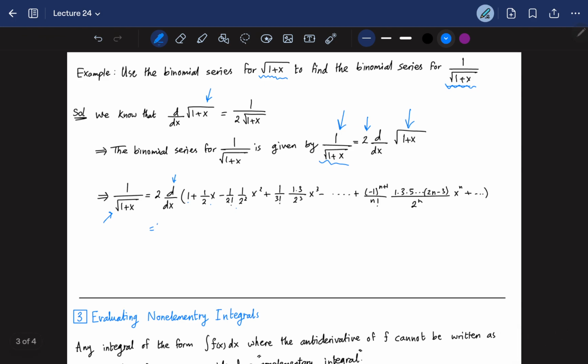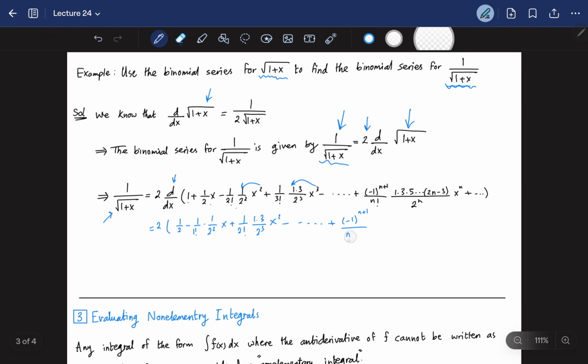So let's find the derivative. The 1 would be 0. This is 1/2 minus, now since I have a 2 that I'm going to take down, 2 with the 2 factorial, that's 1 factorial, over 2 squared, x. Plus, similarly, the 3 goes down, so I'm going to have 1 over 2 factorial, 1 times 3 over 2 to the 3, x squared, and so on until we get to the nth term.